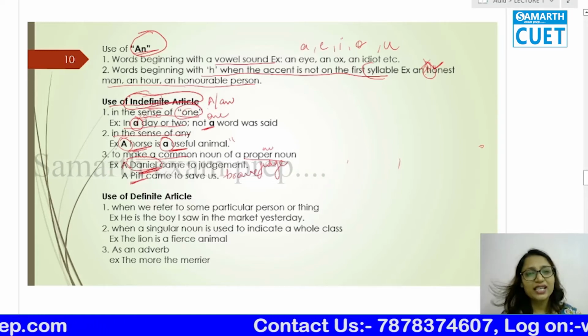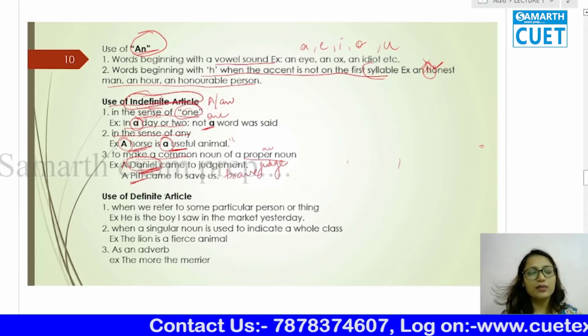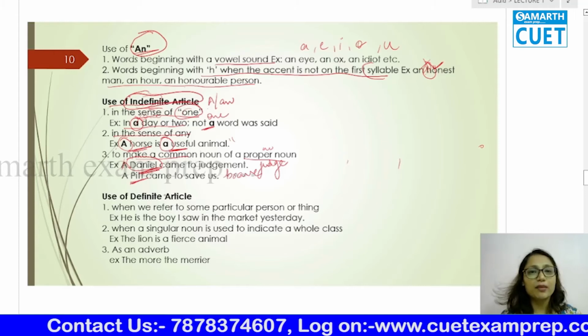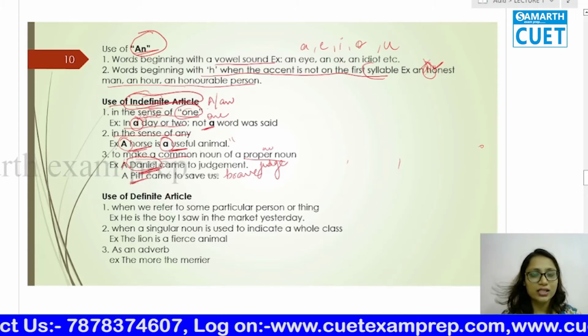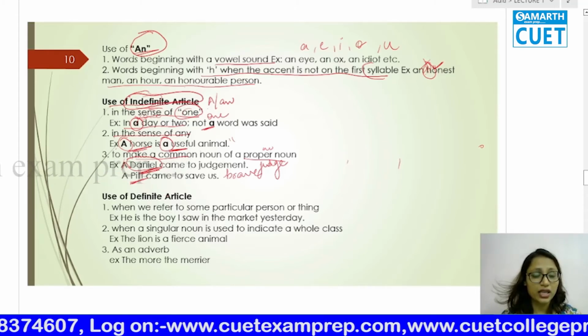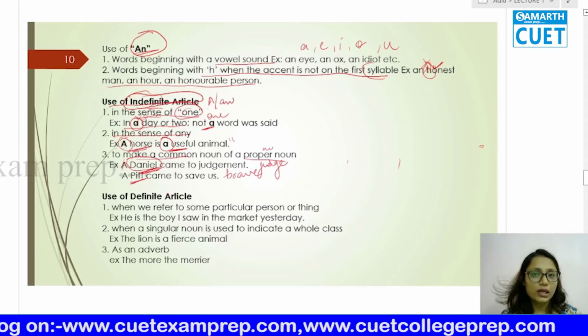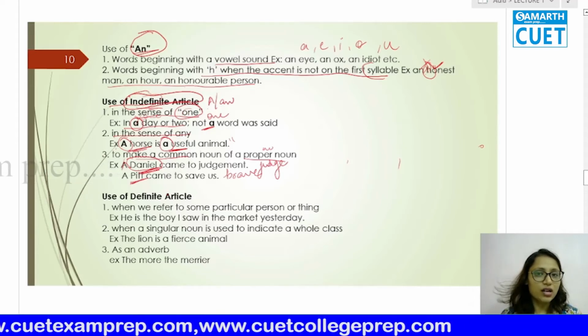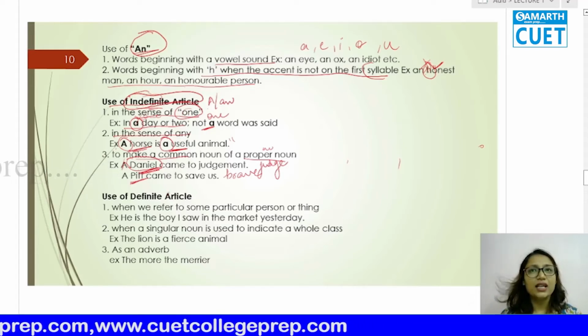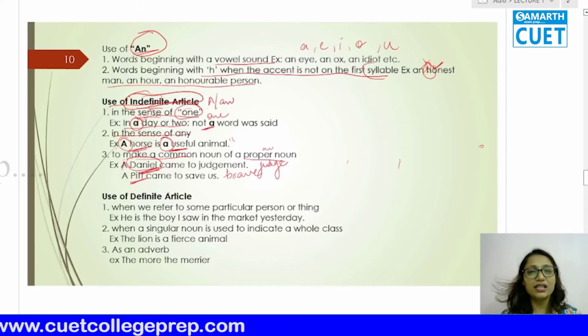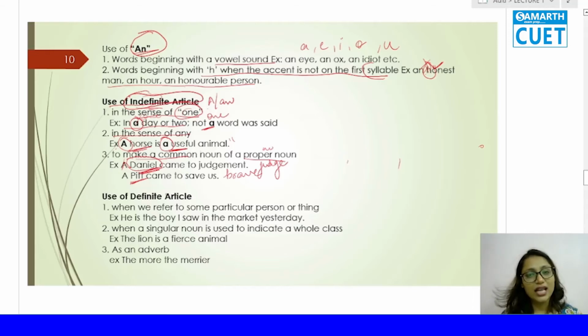Same way, he is a Gandhi of our class. That means the person is just like Mahatma Gandhi, very non-violent, not meek, I would say, strong, but very non-violent. So when we compare a person, we won't say he is Gandhi of our class, no, because Gandhi is just one, and I'm talking about Mahatma Gandhi.